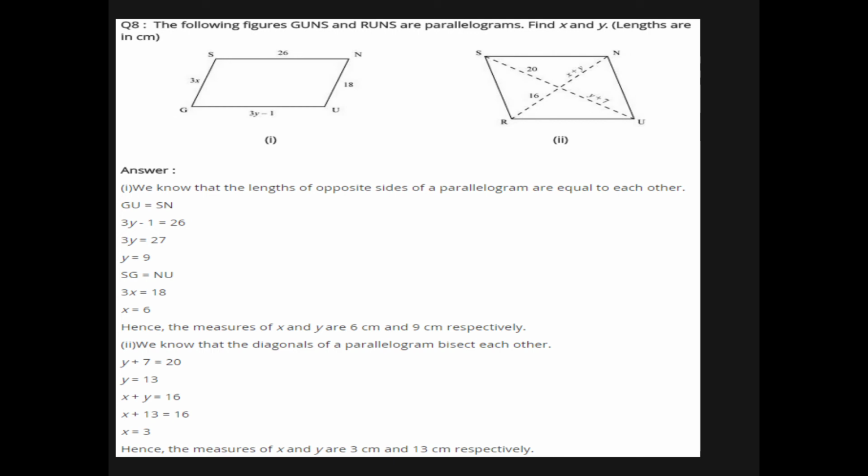Here also we have to apply the property of a parallelogram. Okay. Now see here. In the following figure, GUNS and RUNS are parallelograms. Find x and y, lengths are in centimeters. So here you can simply see GU is equal to SN, by which property? By the opposite sides property of a parallelogram.